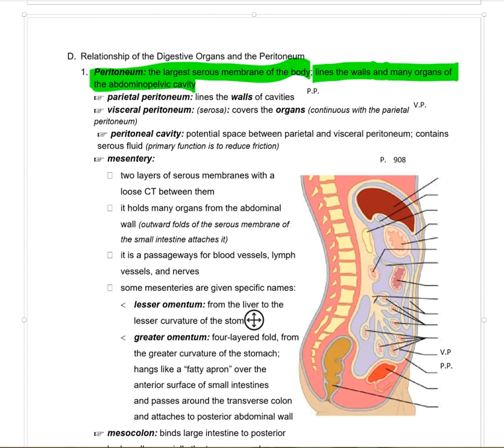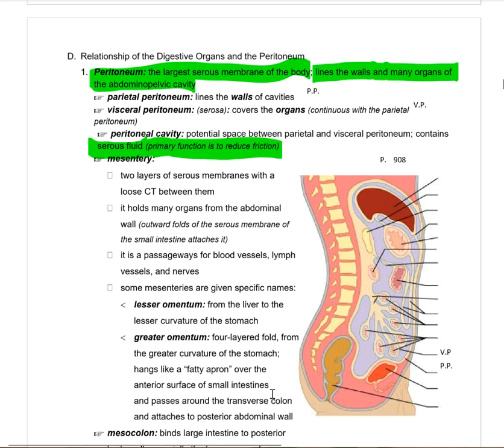Now, you'll notice that some of these organs are hanging or being held by little lines and ligaments, and that's what we want to look at next. Before we get there, though, remember this kind of purpley part, that's the peritoneal cavity, and this is the serous fluid. This is where the fluid is, and it helps reduce friction, so the organs slide against each other without causing any damage.